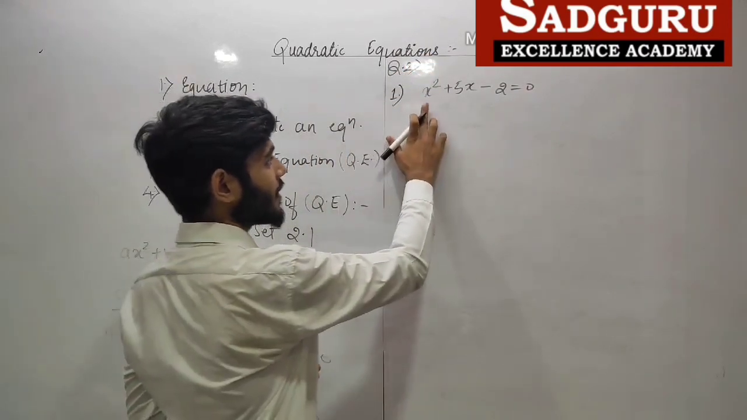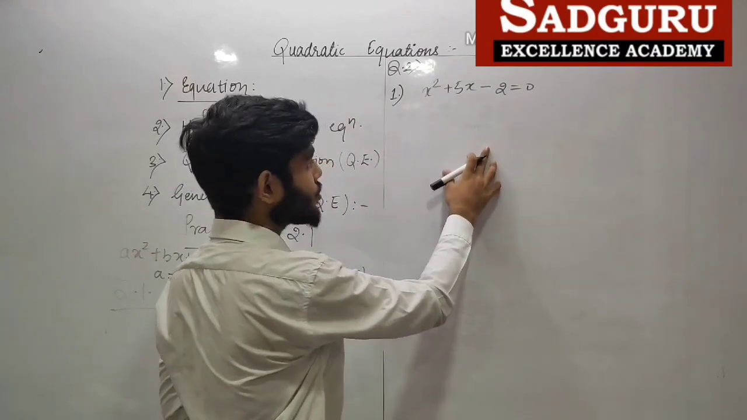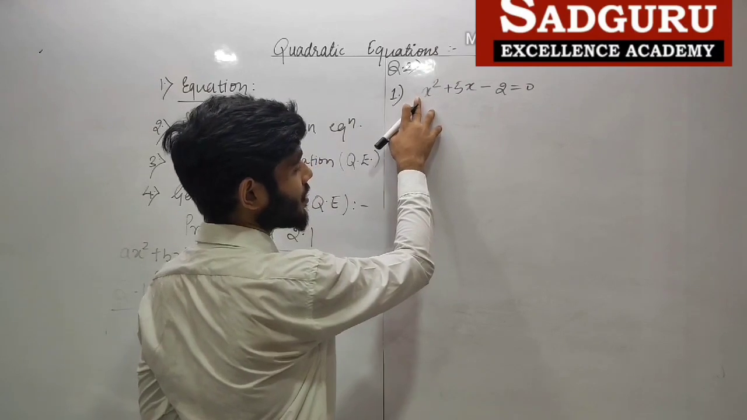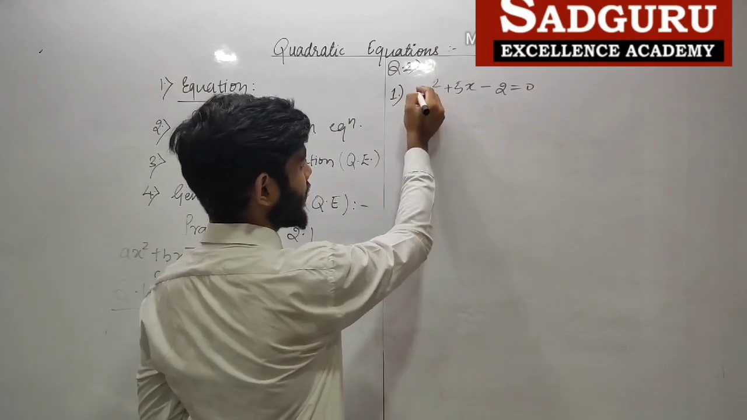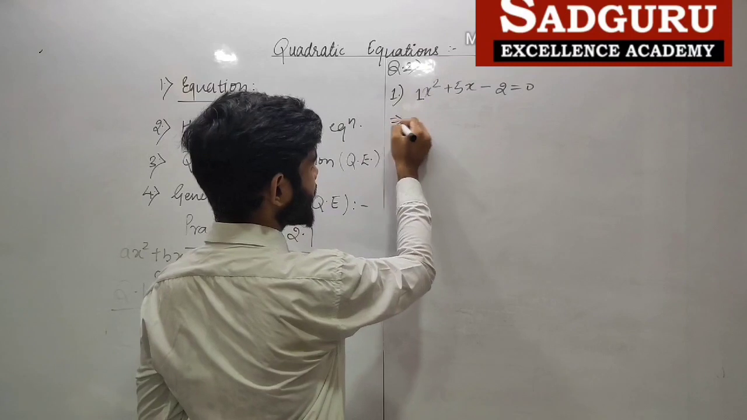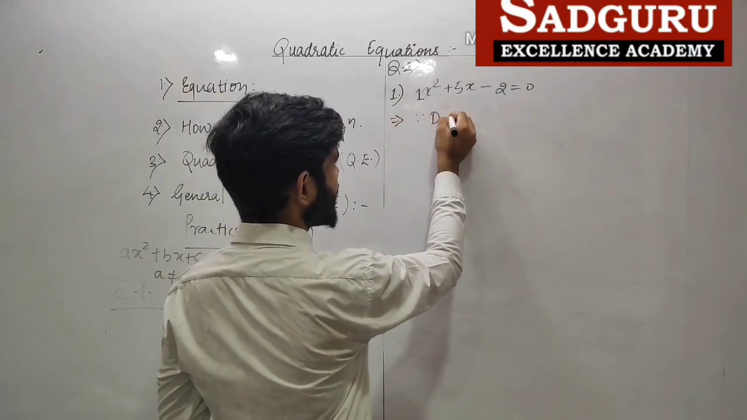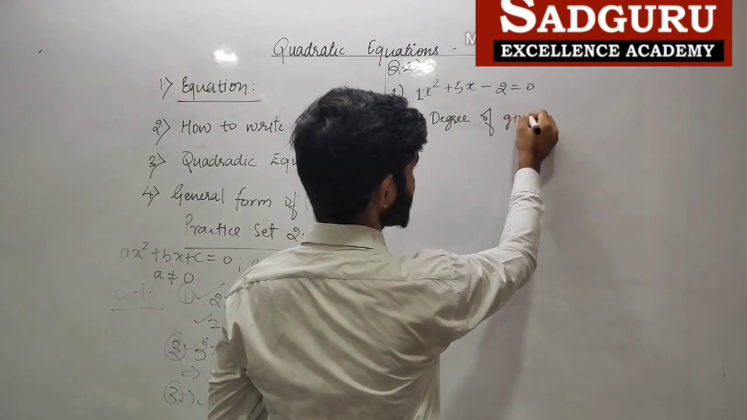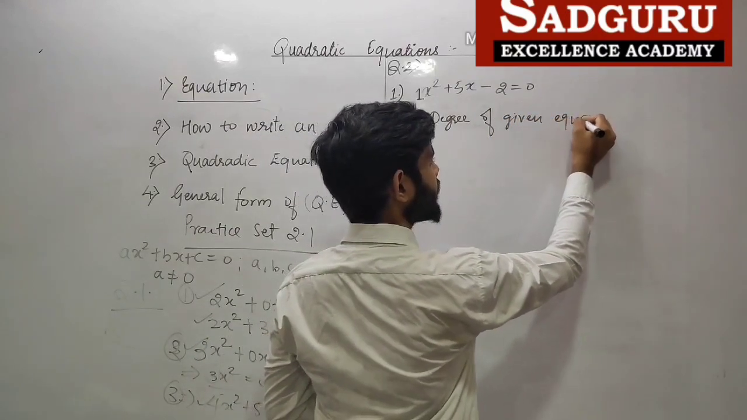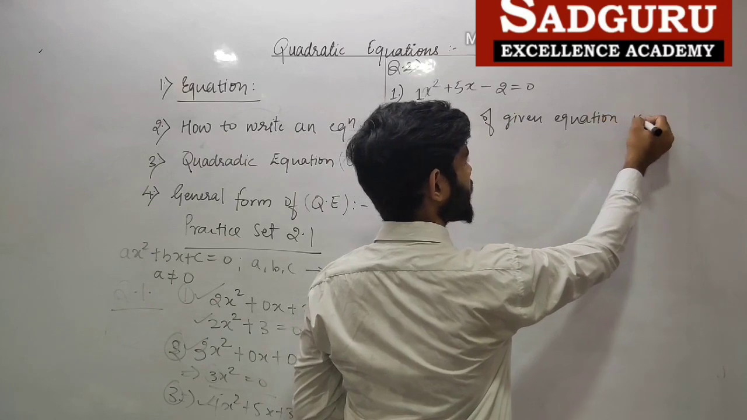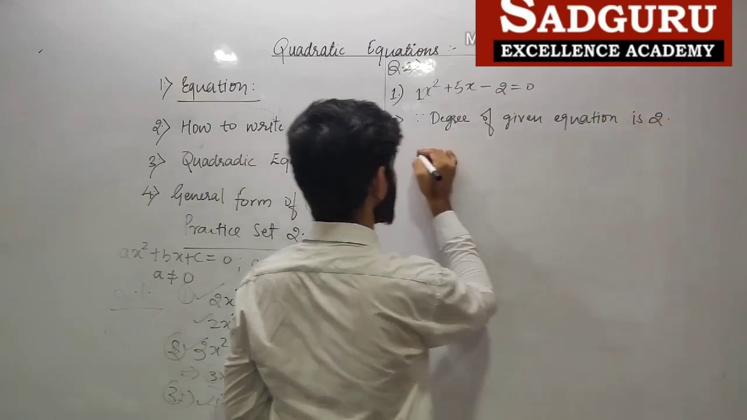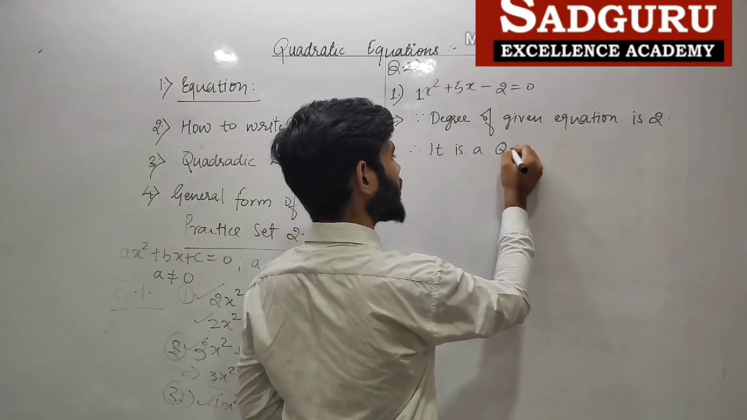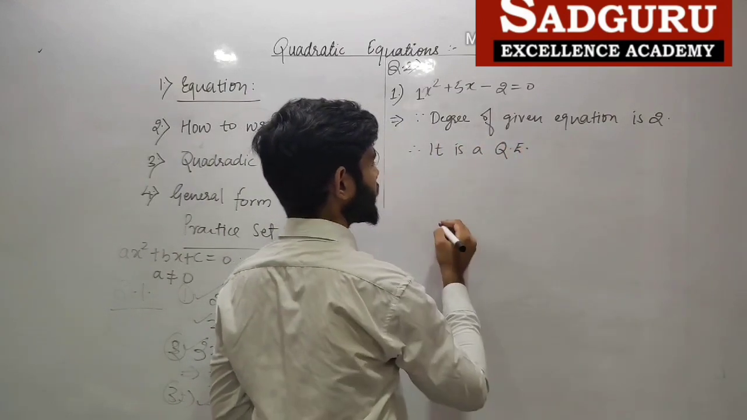First we will check the degree. Yes, the degree of the given equation is 2, and also the coefficient of this term is non-zero, so it is 1. So since the degree of the given equation is 2, therefore it is a quadratic equation.